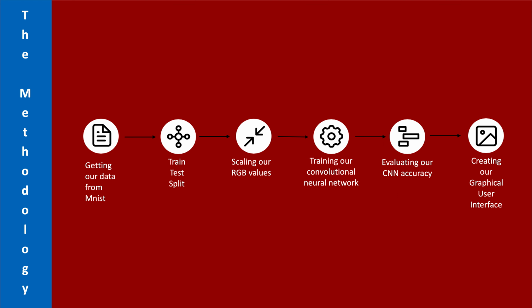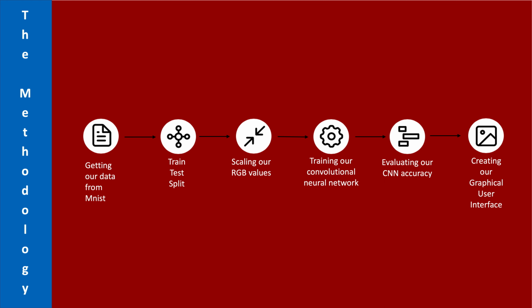Then we will scale them, which will convert all our values of black pixels to 1 and white pixels to 0. Then we will train our CNN model, and then we will evaluate our CNN accuracy before making our tkinter application. We will get our CNN model from Keras, and we will create our application using tkinter.